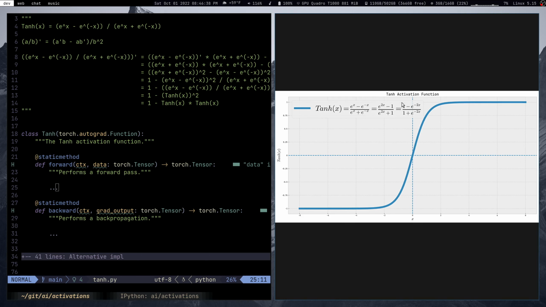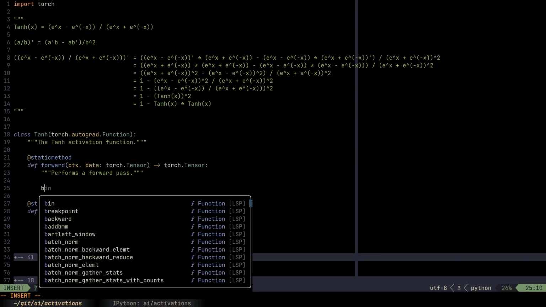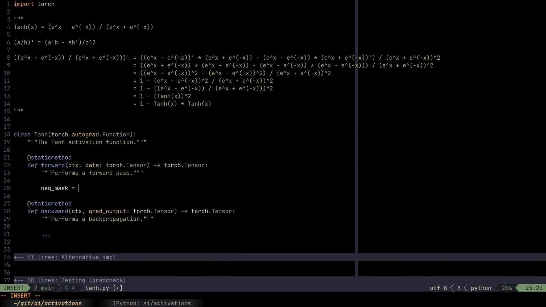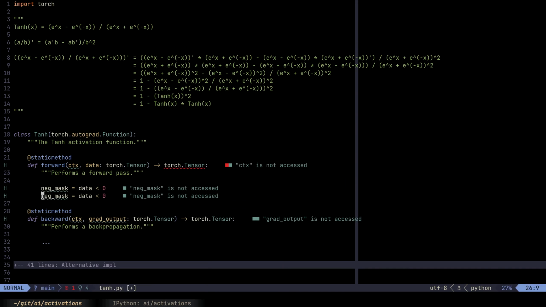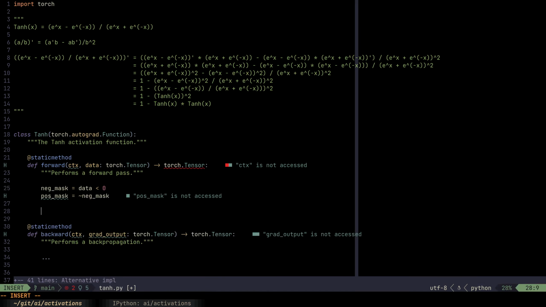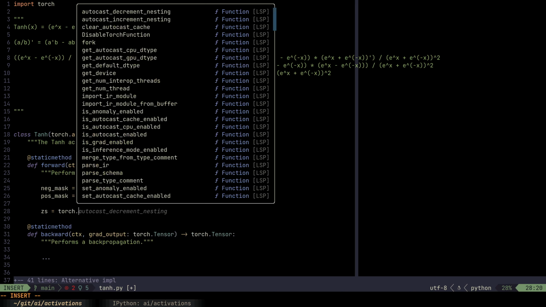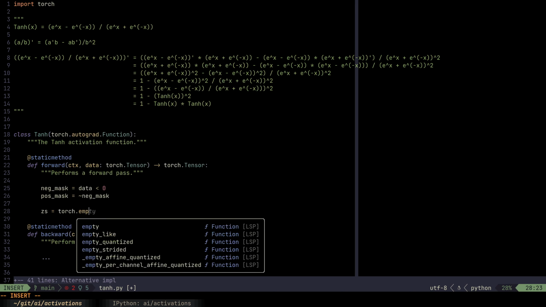The way we can do this is we can create a negative mask, which is going to be where data is less than 0, and the positive mask is going to be a negation of the negative mask. So pretty much this is going to be a tensor of zeros and ones, and if we flip zeros and ones, that's going to be the positive mask. Turn every 0 into 1, every 1 into 0. Okay, now we can create an intermediate variable. I call it z, you could call it whatever.